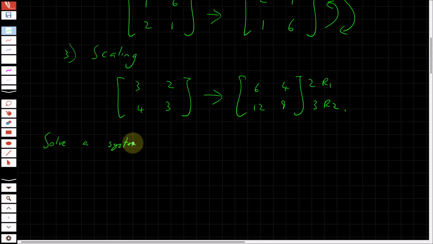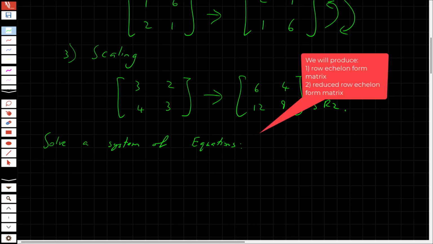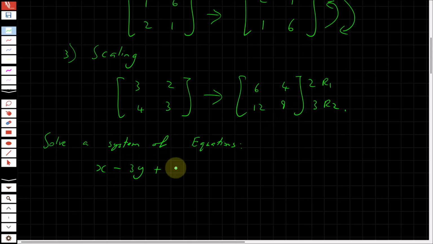So let's take a look at an example solving a system of linear equations using these row operations. So here is the system of equations we're going to solve. These have three unknown variables, x, y and z.